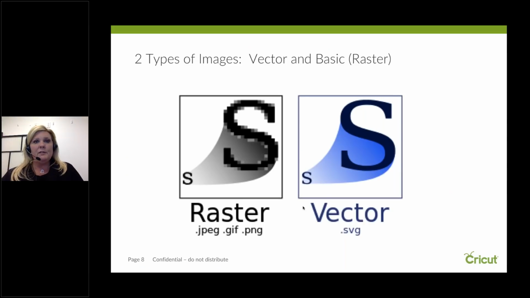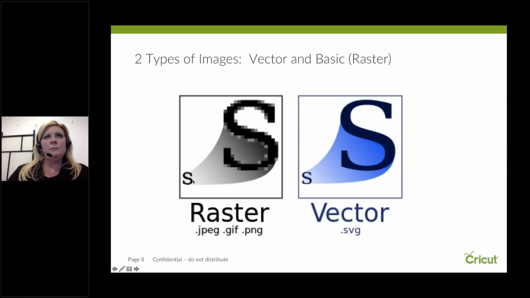So there are two types of images, you guys. There's a vector image, and I'm sure you've heard of that, or a basic image, which is a raster image. And I want you to look at the pictures. SVG is what we just did, right? And if you make it bigger, this is like projecting the S. If you make it bigger, it doesn't lose its quality, and the file ends with .svg.